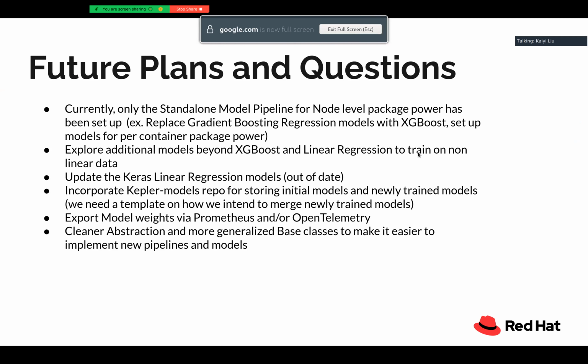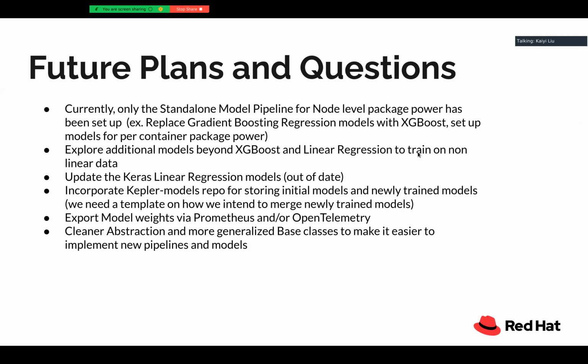So just to go over some of the future plans of the model server, and if there are any additional questions, feel free to ask. Currently we don't have that many models set up. For now, this is just the standalone model pipeline for node level package power. In the future, we want to also replace some of the gradient boosting regression models and set them up with XGBoost instead. Since this is only node level, we also want to set up models that can predict per container package power.